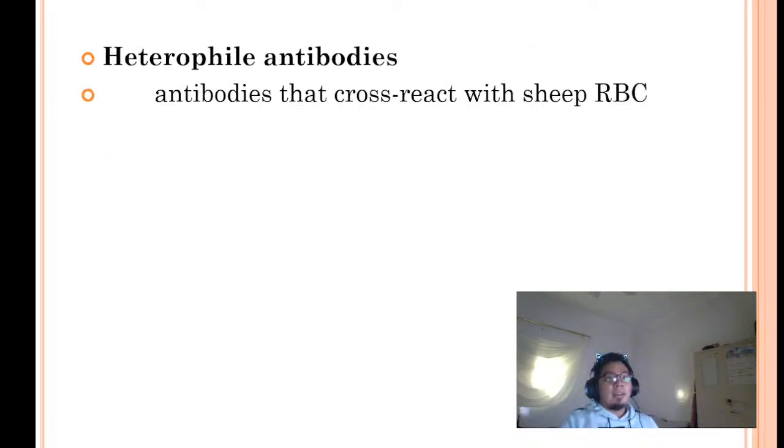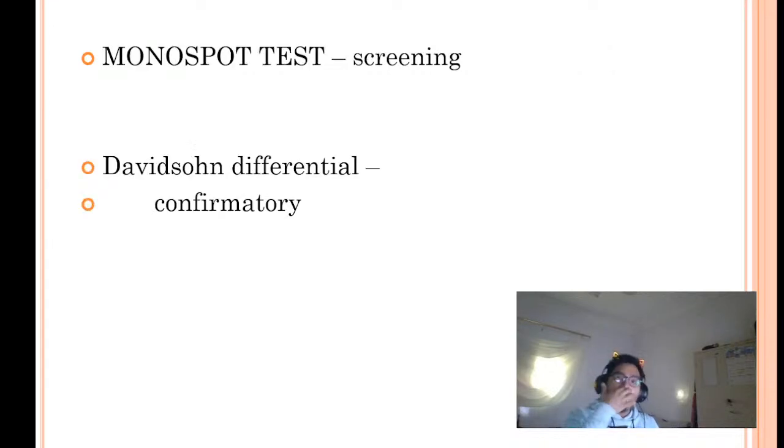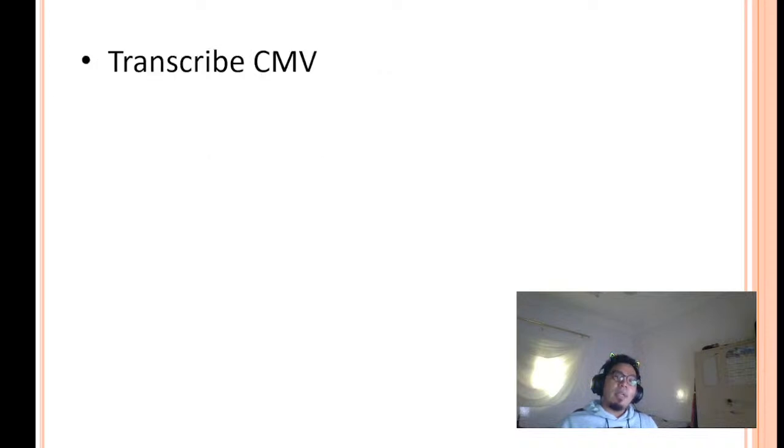All right. So heterophile antibodies are tested with the monospot test. She's correct. The screening test is actually the monospot test, and the confirmatory test is the Davidsohn differential. I'm not going to discuss the intricacies of the Davidsohn differential, but I want you to remember sheep red blood cells and guinea pig kidney cells. That's basically what you need for the Davidsohn differential. Now we have another one. What is CMV?